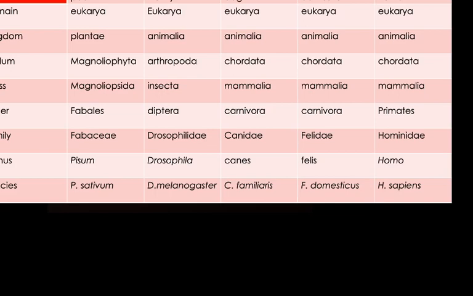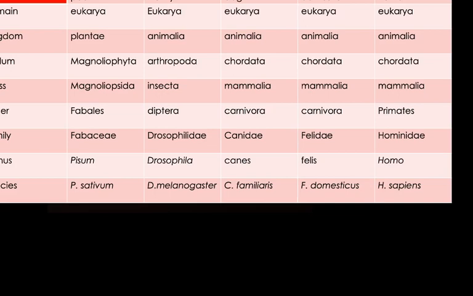Now let's look at the domestic cat. Its domain is Eukarya, kingdom Animalia, phylum Chordata, class of mammals, so it's Mammalia. Order, it's Carnivora, so it's a carnivore. Family, it's Felidae, and the genus is Felis, and its species is F. domesticus.